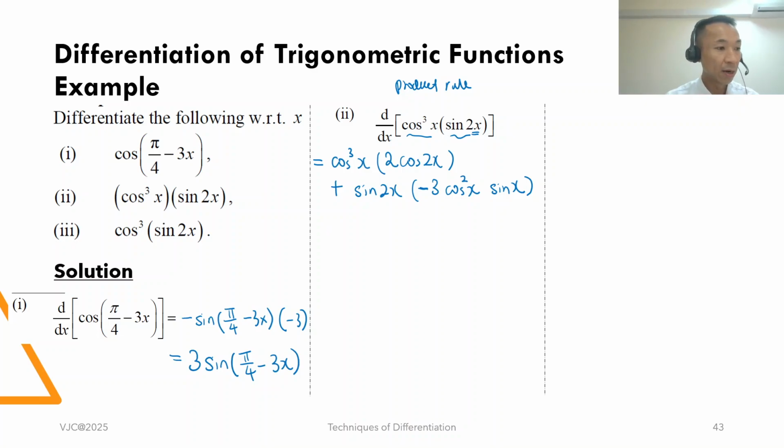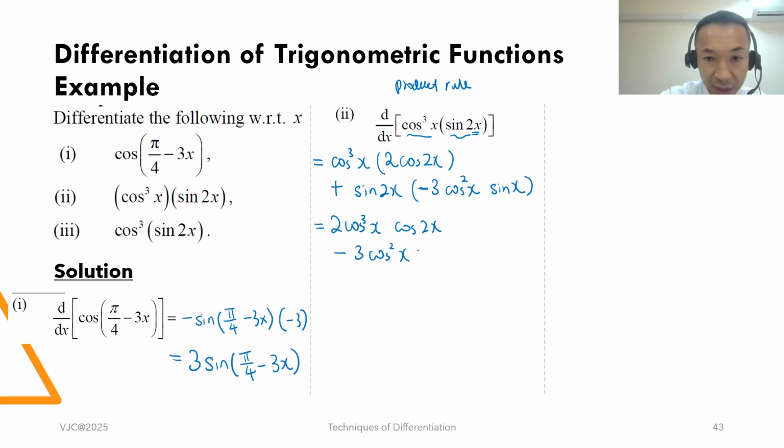Then we simplify. I don't think it's difficult. There's nothing much to simplify. To simplify, 2 cosine cube x cosine 2x minus 3 cosine square x sine x sine 2x. Done.